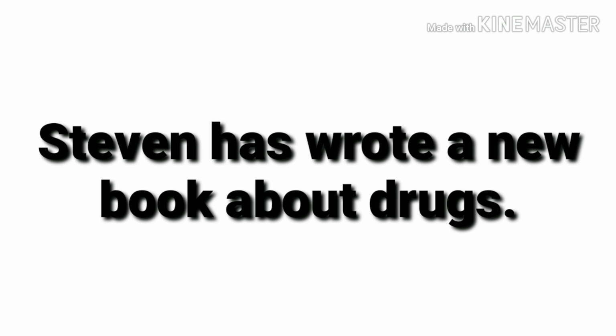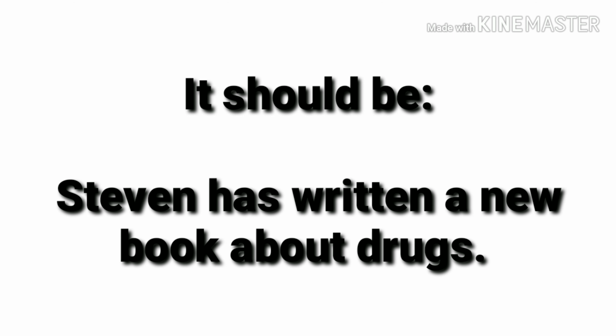The next mistake sentence is, Stephen has wrote a new book about drugs. Can you see the mistake in this sentence? This sentence should be, Stephen has written a new book about drugs. You've got to remember we use the word has or have plus the past participle. And some irregular verbs have different past participles. So you've got to be careful.